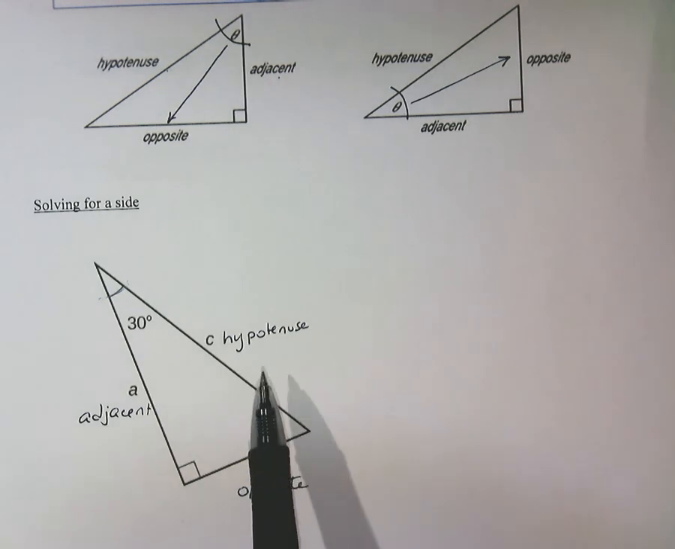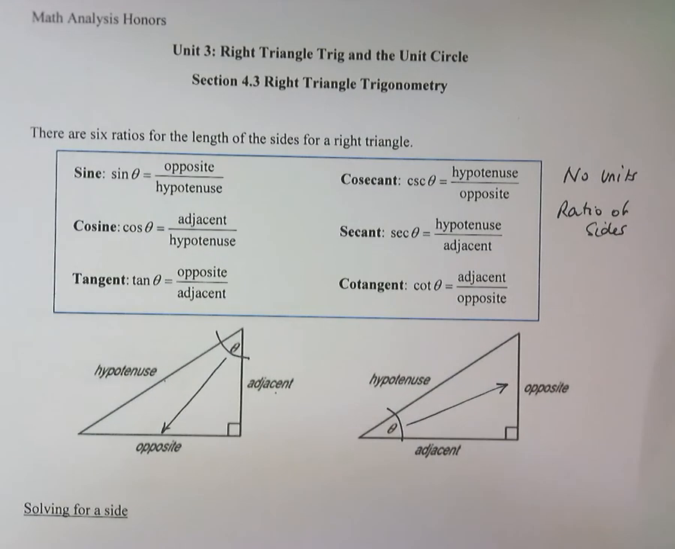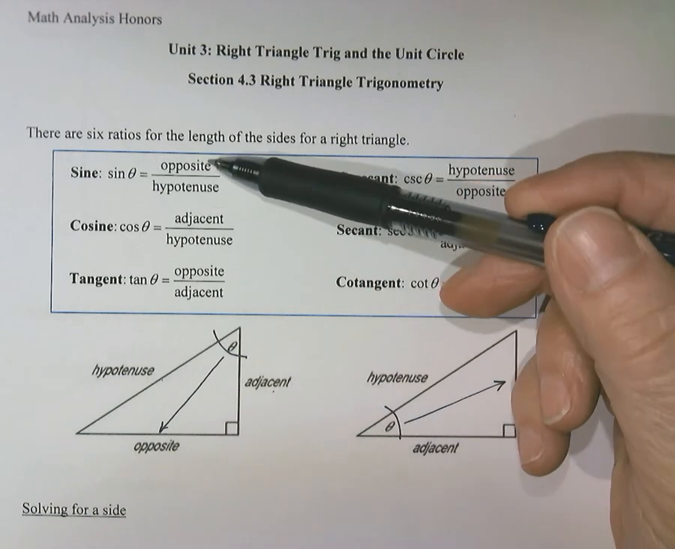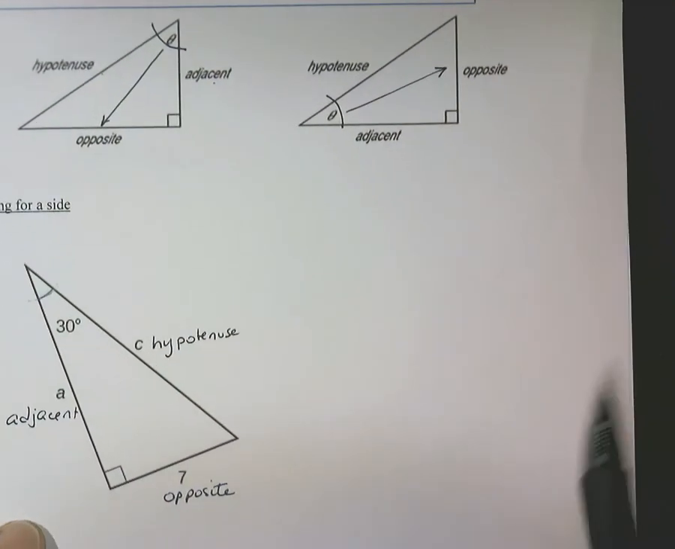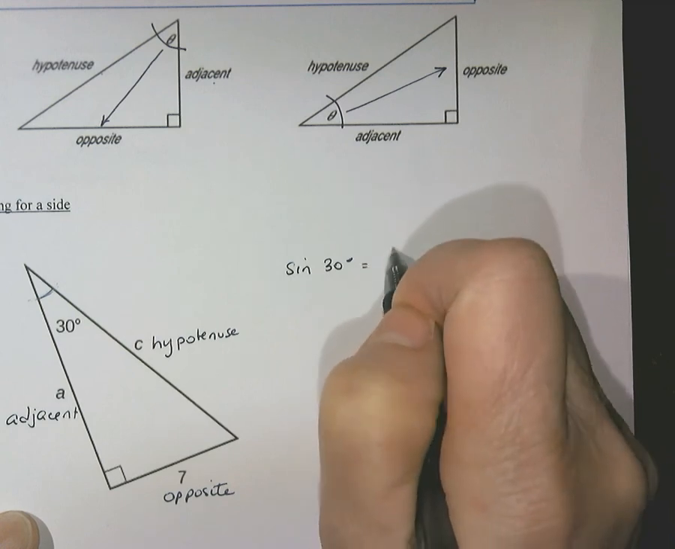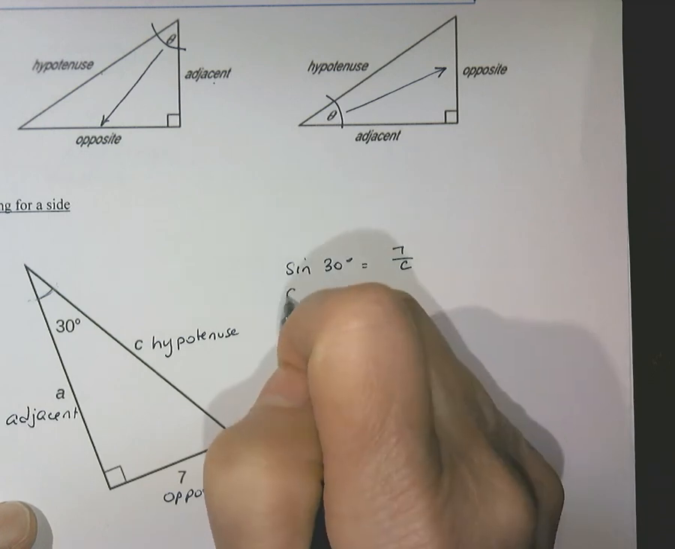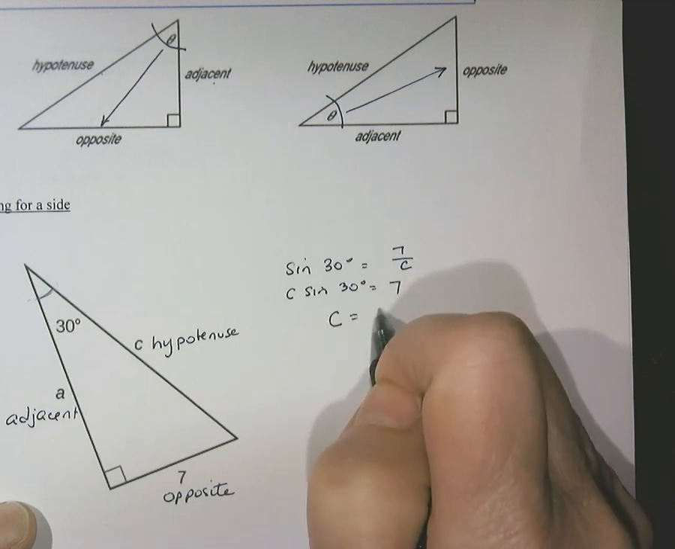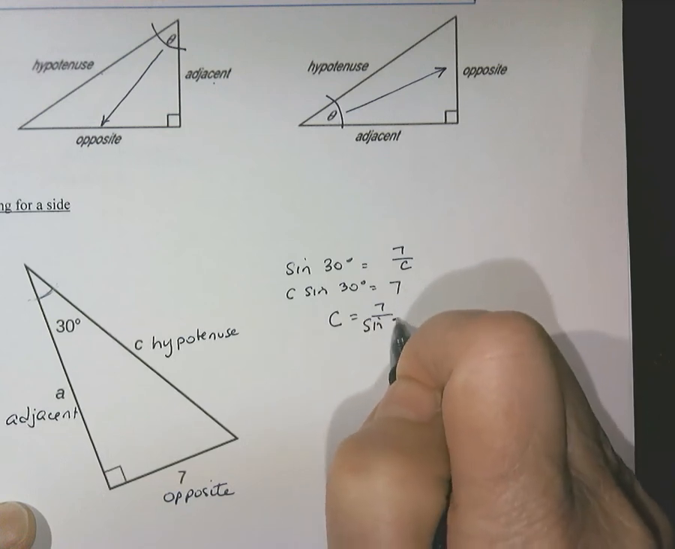Since I'm given the opposite side, I can find my hypotenuse using sine. And this is where you really have to know these terms. I have my angle, I have my opposite side, and I can find my hypotenuse using sine. So I have sine of 30 degrees is equal to 7 over c. When I cross multiply, I get c sine of 30 degrees equals 7. So c is going to equal 7 divided by the sine of 30 degrees.